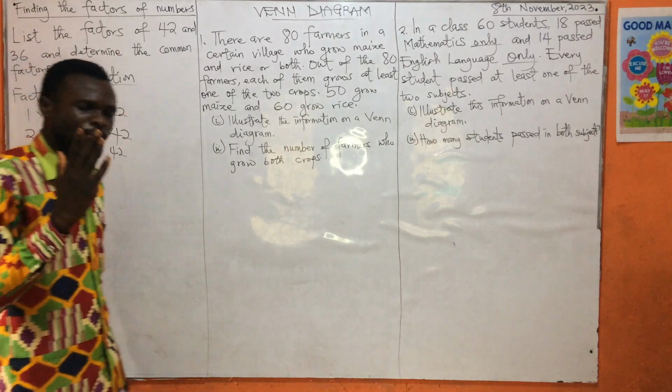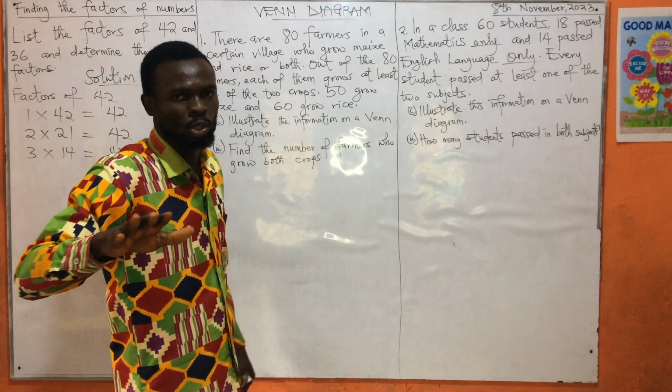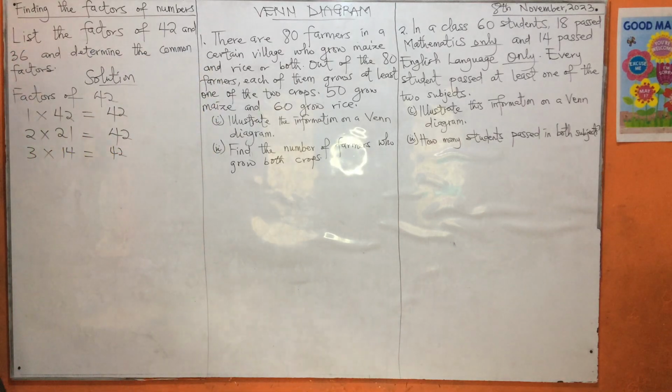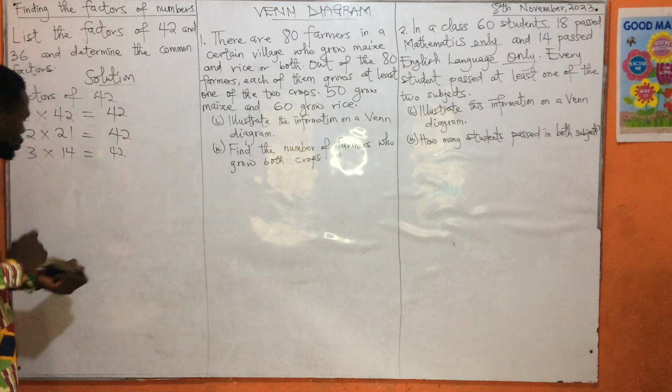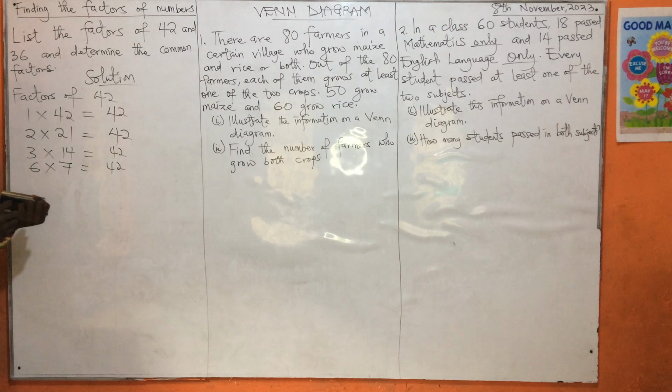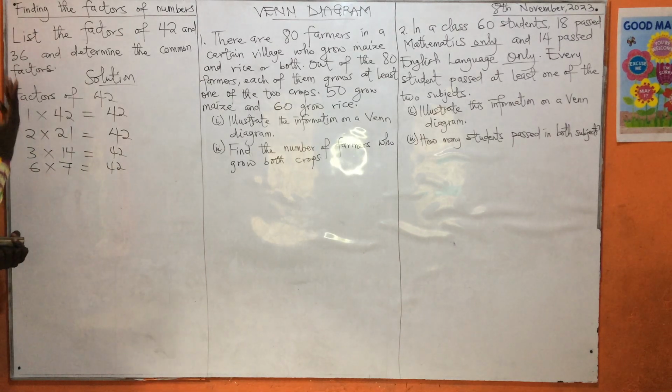Now let's go to 4. Is there any number times 4 that will give us 42? There is no number. 5, there is no number. 6, when we recite our 6 times table, we will notice that 6 times 7 is 42. Now from 6 we go to 7. So if the 7 has been written, then that's all.